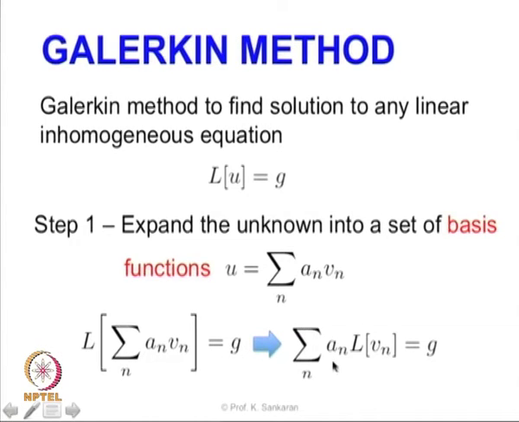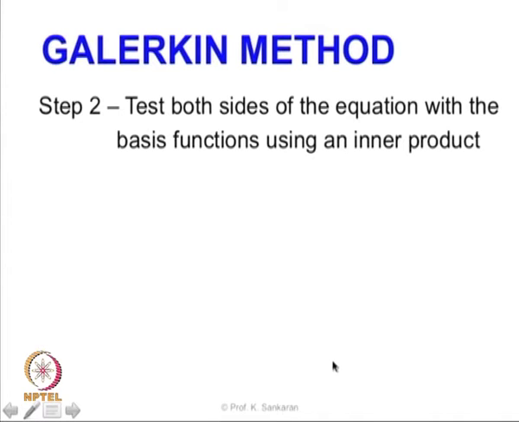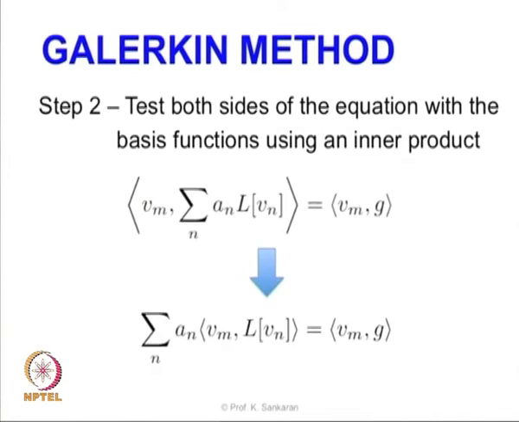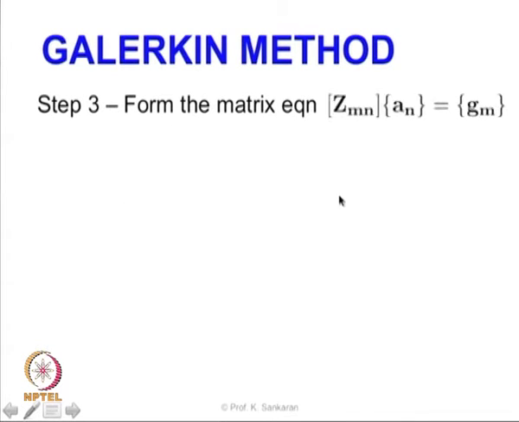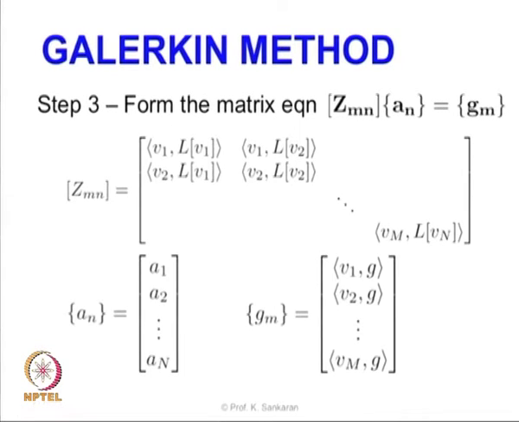From here we can test both sides using the basis function itself, and we end up in a very simple form. So remember, we are saying the weighing function and the basis function are the same, so we have only the basis function on both sides, and we end up in a very simple matrix form as follows.